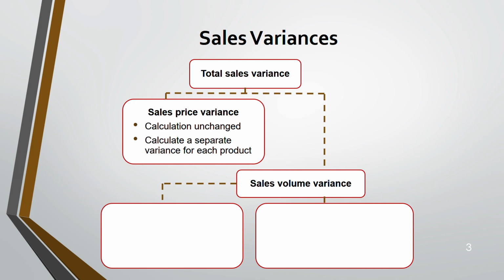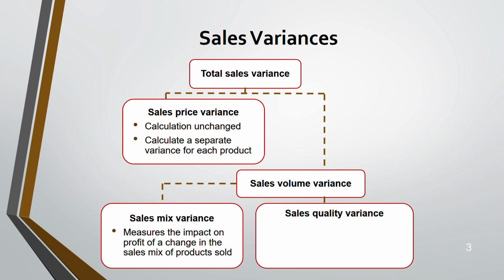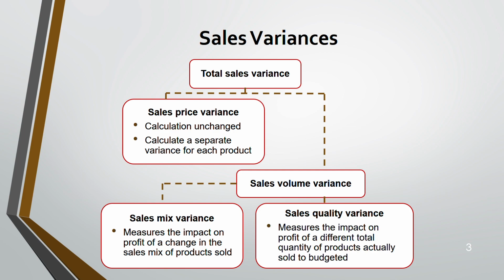Next is sales volume variance. This further is divided into two things. First one, sales mix and sales quantity. Sales mix variance measures the impact on profit of a change in the sales mix of a product sold. And sales quantity variance measures the impact on profit of a different total quantity of product actually sold compared to budgeted. I'm sorry, it should be sales quantity variance, not sales quality.